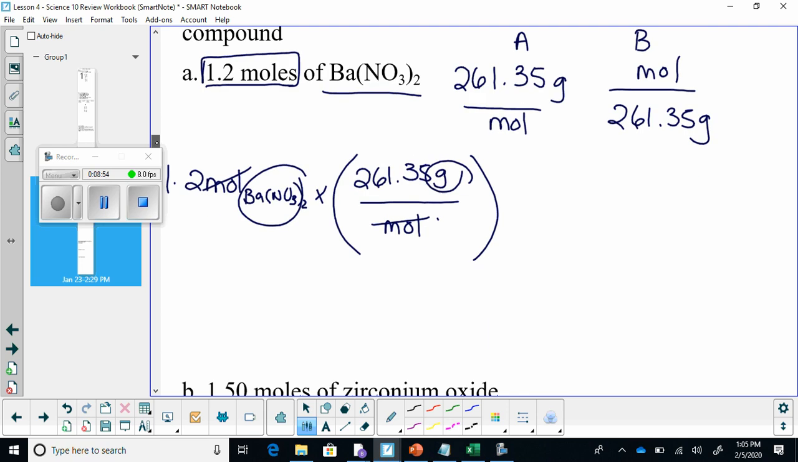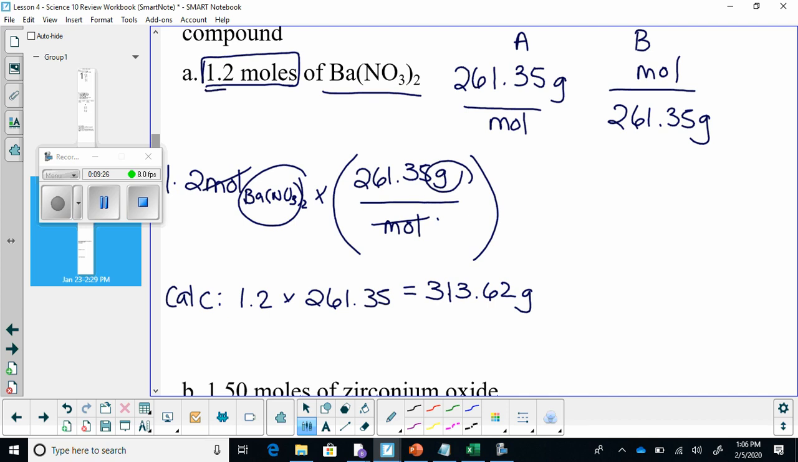In your calculator, you're going to plug in 1.2 times 261.35. That is going to give me an answer of 313.62 grams. Okay. Now, we need to establish how many significant digits, and we're going to look at the information that was provided.